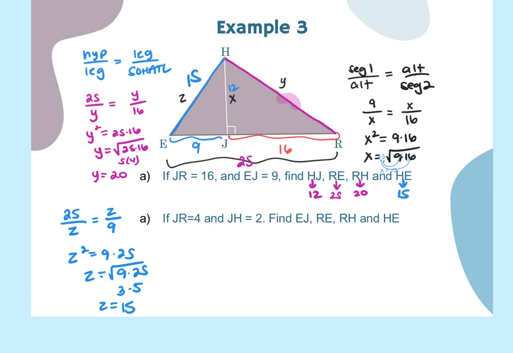And those are both triples. The big triangle is 15, 20, 25. That's a triple. The triangle on the right is 12, 16, 20. That's a triple. And on the left, 9, 12, 15 is also a triple because they're all whole numbers.